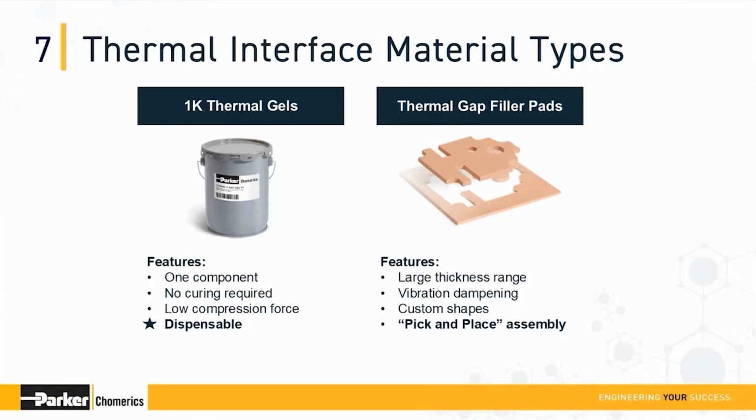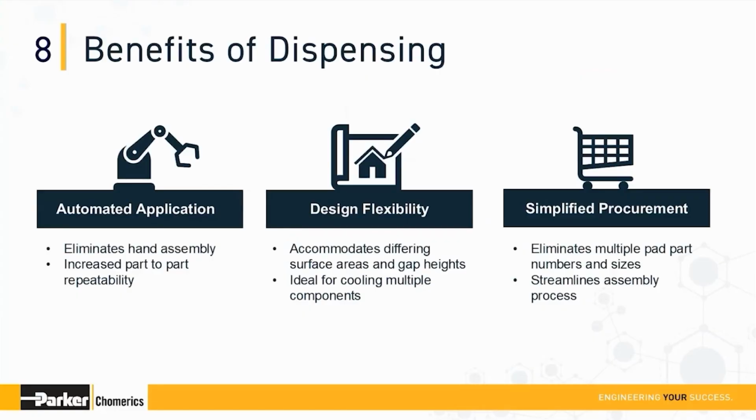Whether the material is classified as a gel or a pad depends on if the polymer binder is a cured system, seen in pads, or an uncured system, used in thermal gels. The uncured polymer binder is what allows thermal gels to be dispensable. There are three main benefits to using single-component dispensable thermal gels.